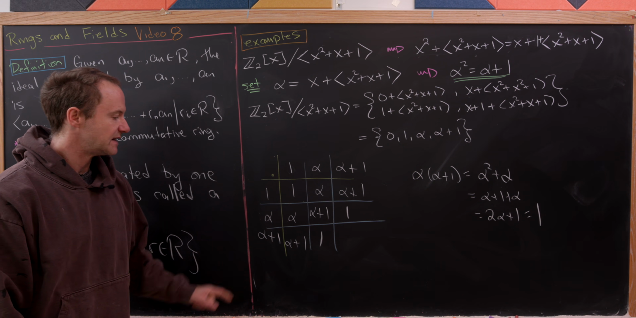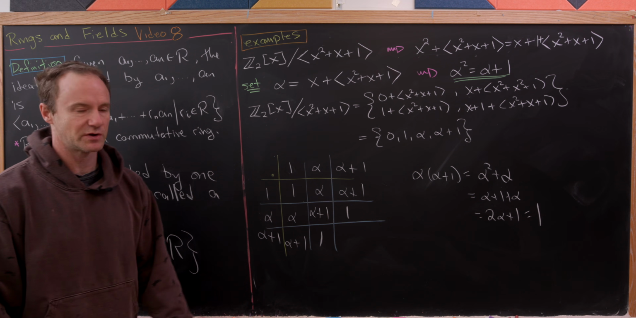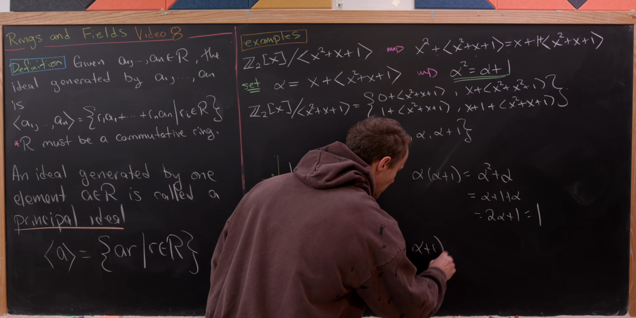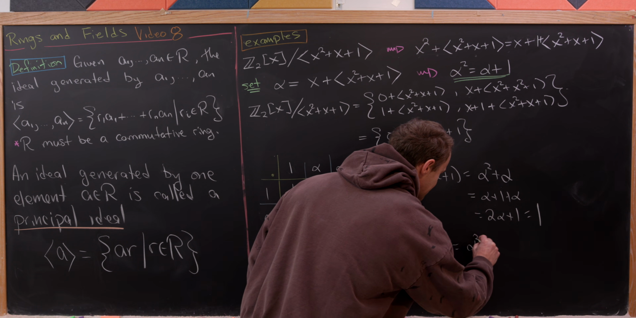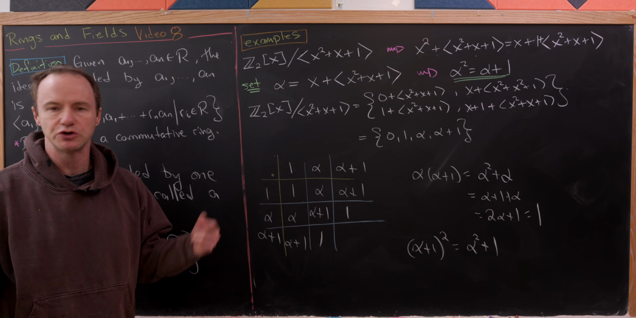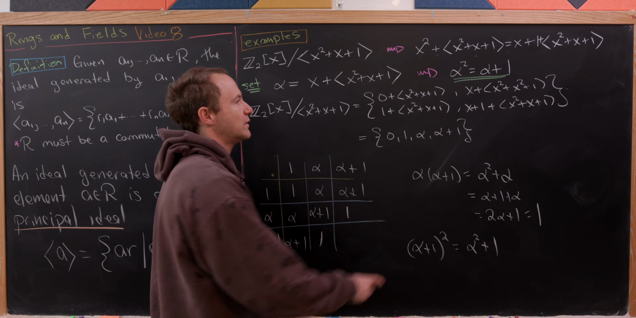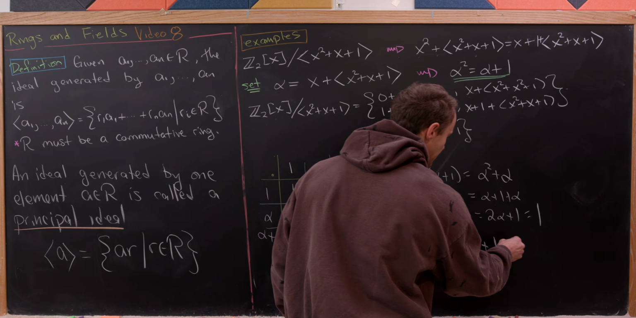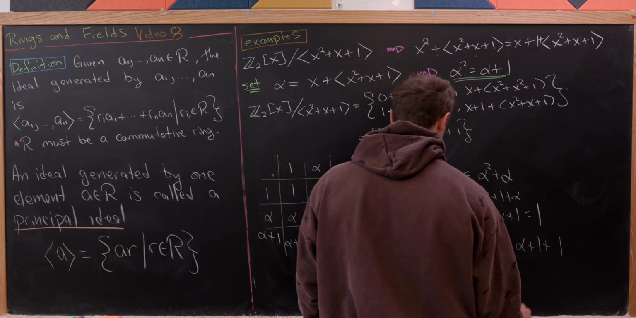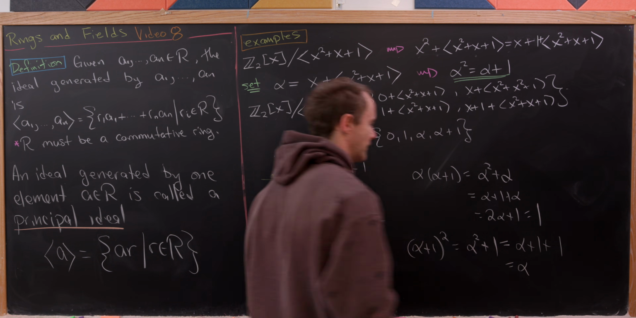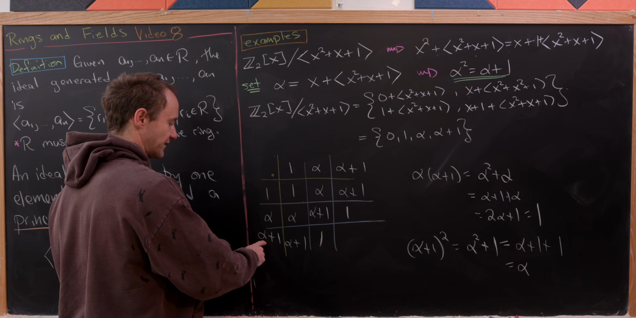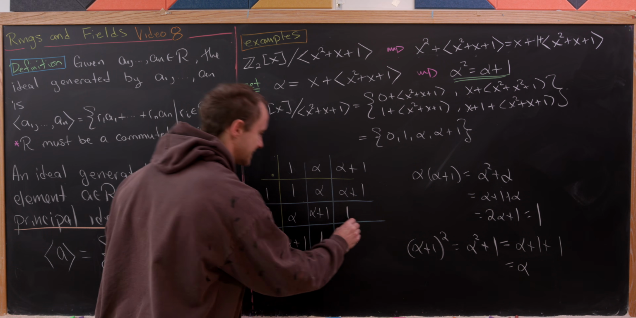So that's pretty cool. Now let's fill in this last portion of our multiplication table, the alpha plus 1 times itself. So we've got alpha plus 1 squared, but that's going to give us alpha squared plus 1. Notice there's no cross term because the cross term would be 2 alpha, which is 0. But then we know alpha squared is alpha plus 1, so that's going to give us alpha plus 1 plus 1. But if you do that, we're just going to get alpha because 1 plus 1 is 2, which is 0. So alpha plus 1 times alpha plus 1 is alpha.